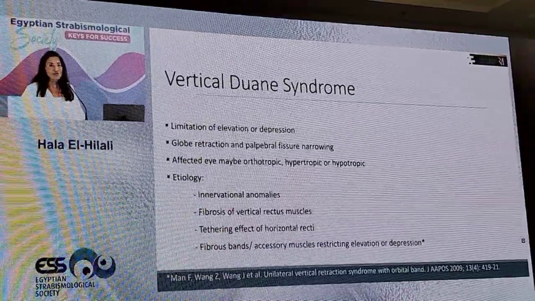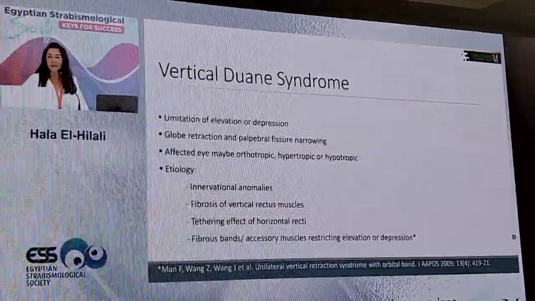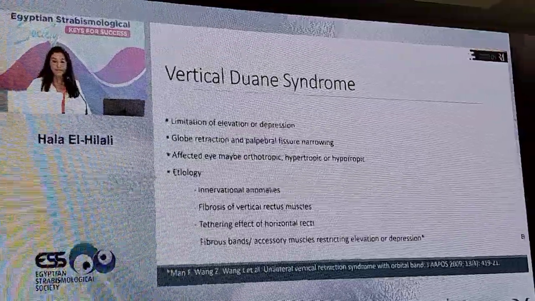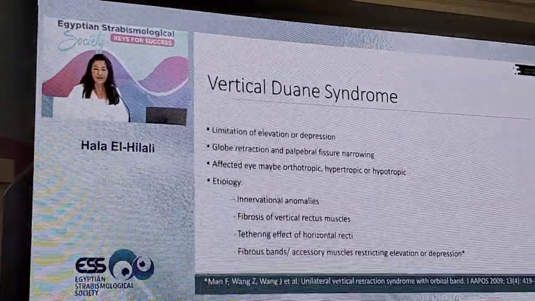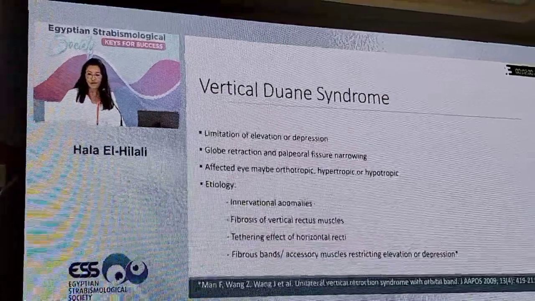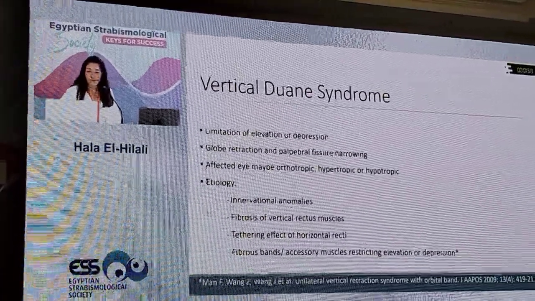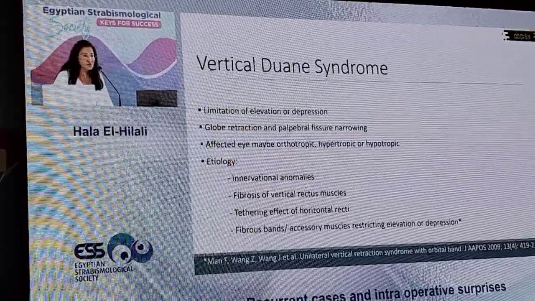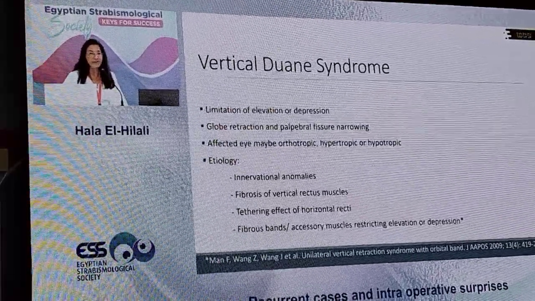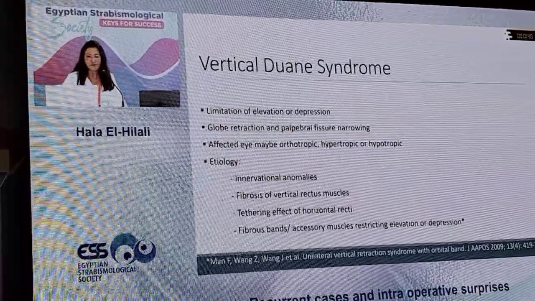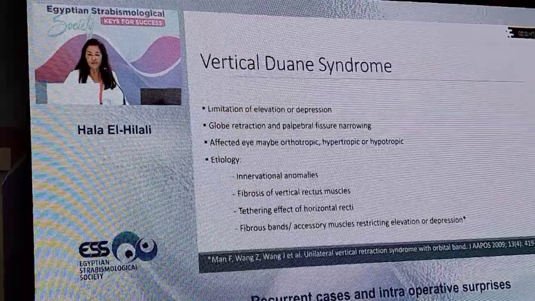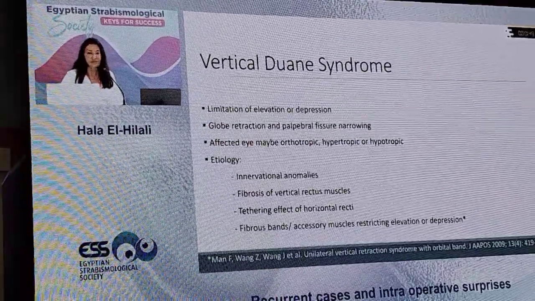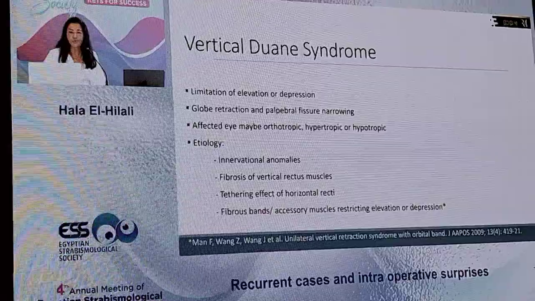So let's just take a look at what is typical Duane retraction syndrome. There is limitation of elevation or depression, globe retraction, and palpebral fissure narrowing. The affected eye may be orthotropic, hypertropic, or hypotropic. And this is caused by innervational anomalies, fibrosis of vertical rectus muscles, a tethering effect of horizontal rectus muscles, or fibrous bands and accessory muscles that restrict elevation or depression.